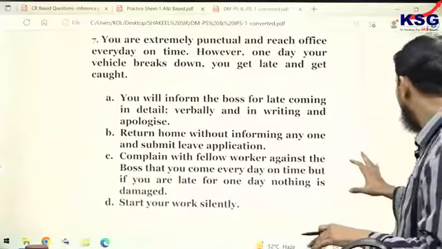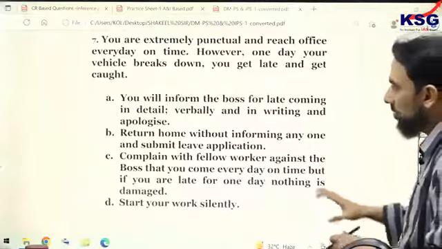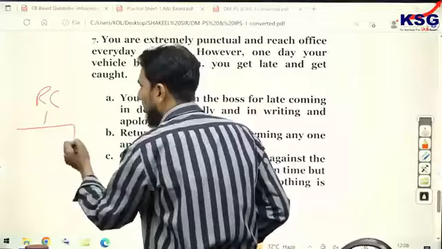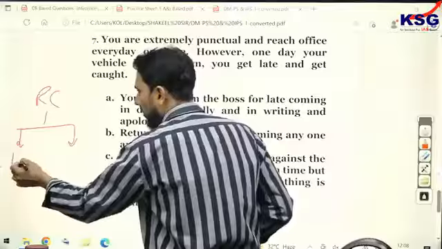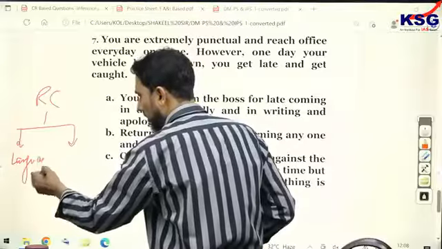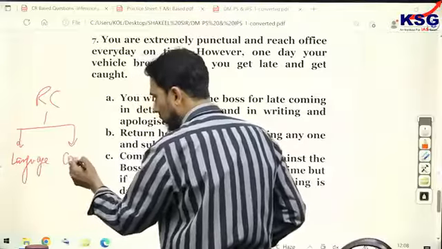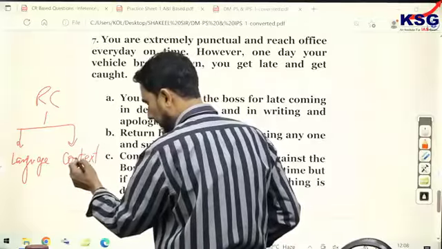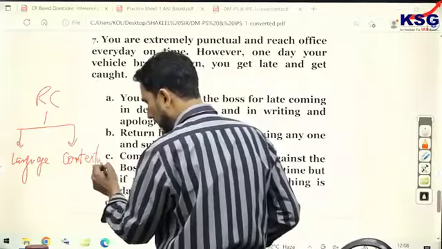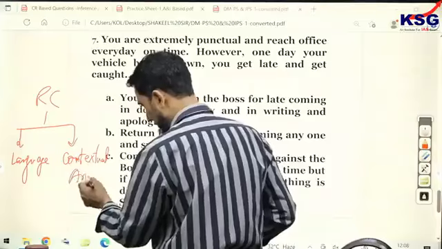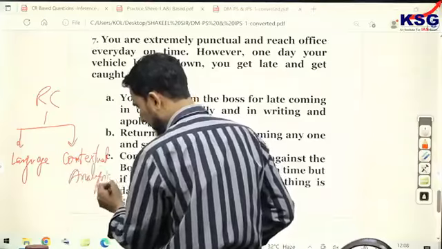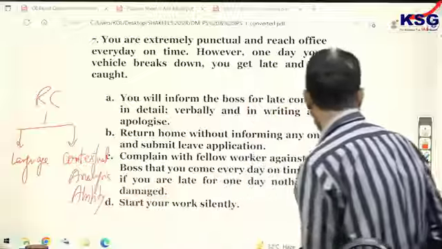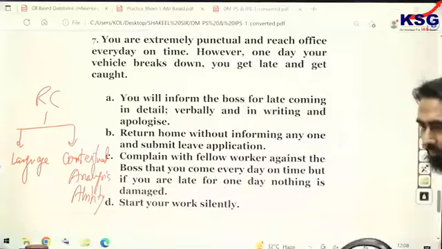You know, your contextual analysis ability plays a very important role here. Just like in RC, RC was dependent on two components. Number one, language. You must know the language, and then you should be able to contextually analyze the passage. So, the contextual analysis. Here again, these questions evaluate you on these two.